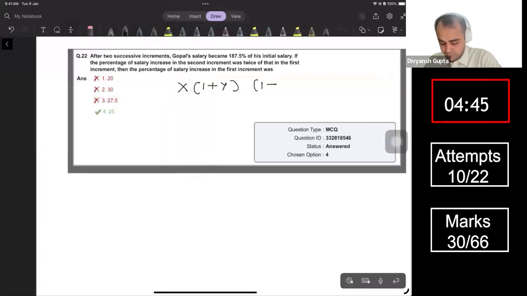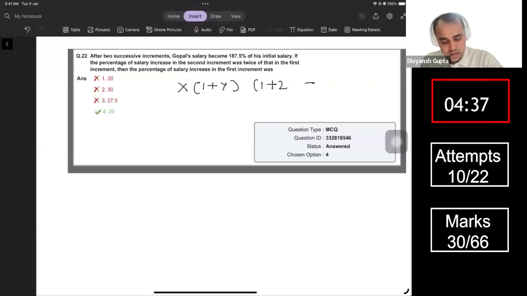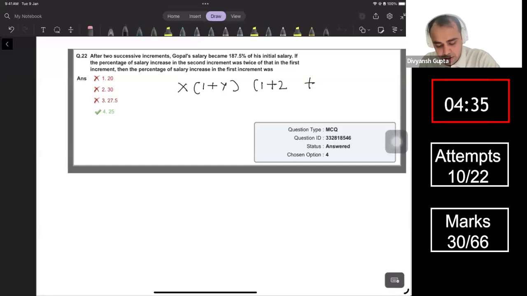1 plus 2Y. Okay, my pencil is acting up. 1 plus 2Y. Okay, it's back. Is equal to 187.5% of X. So X into 187.5%.